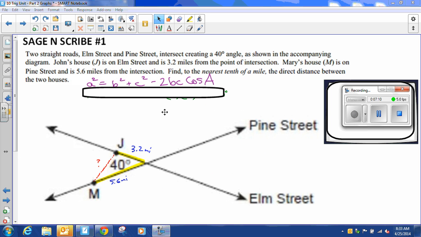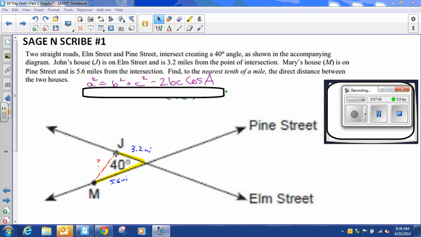Circumscribe number 1. We have Elm Street and Pine Street. They intersect, creating a 40-degree angle drawn here. John's house, J, is on Elm Street, and it's 3.2 miles from the intersection. So I've labeled 3.2 right here. Mary's house is 5.6 miles from the intersection. So I've labeled that 5.6 here. Find to the nearest tenth of a mile the direct distance between the two houses. How far is it from J to M?